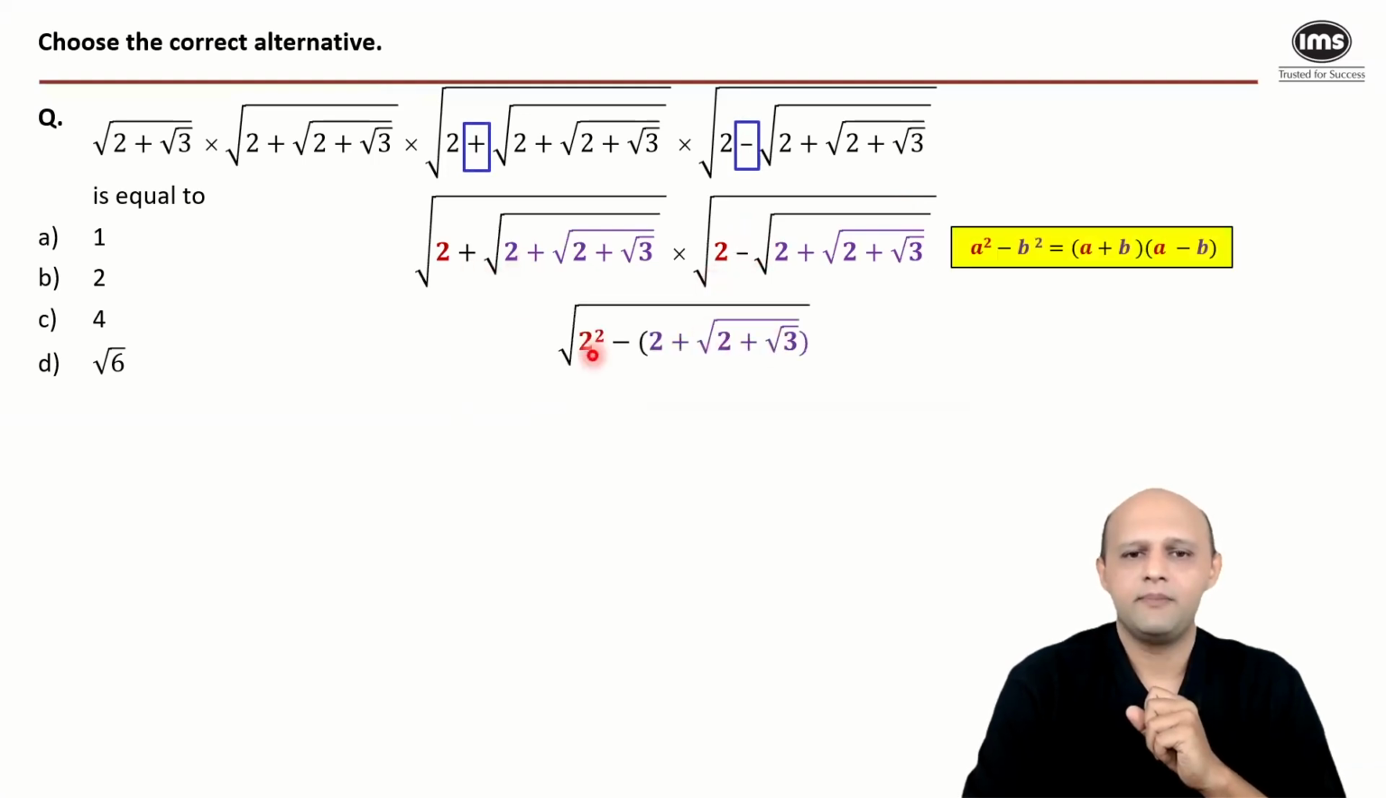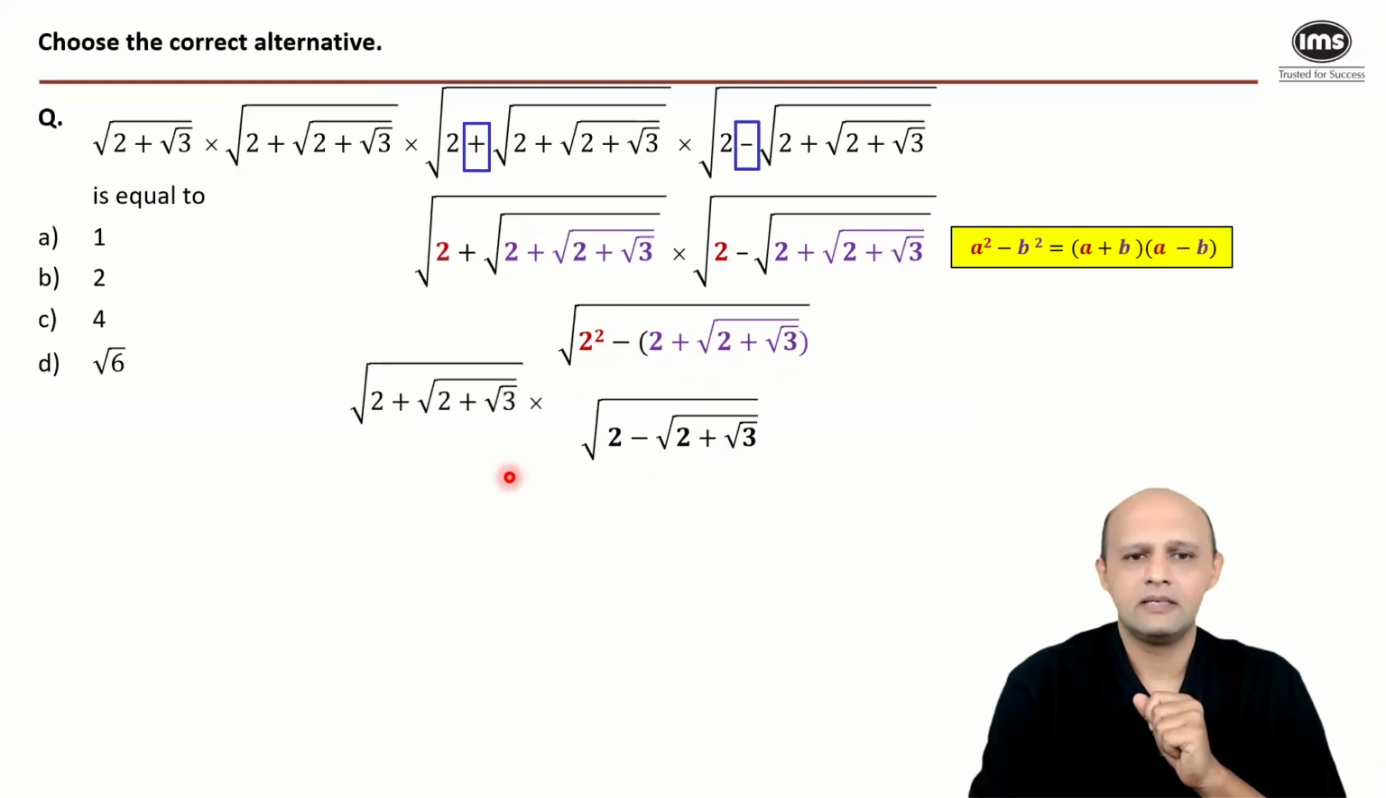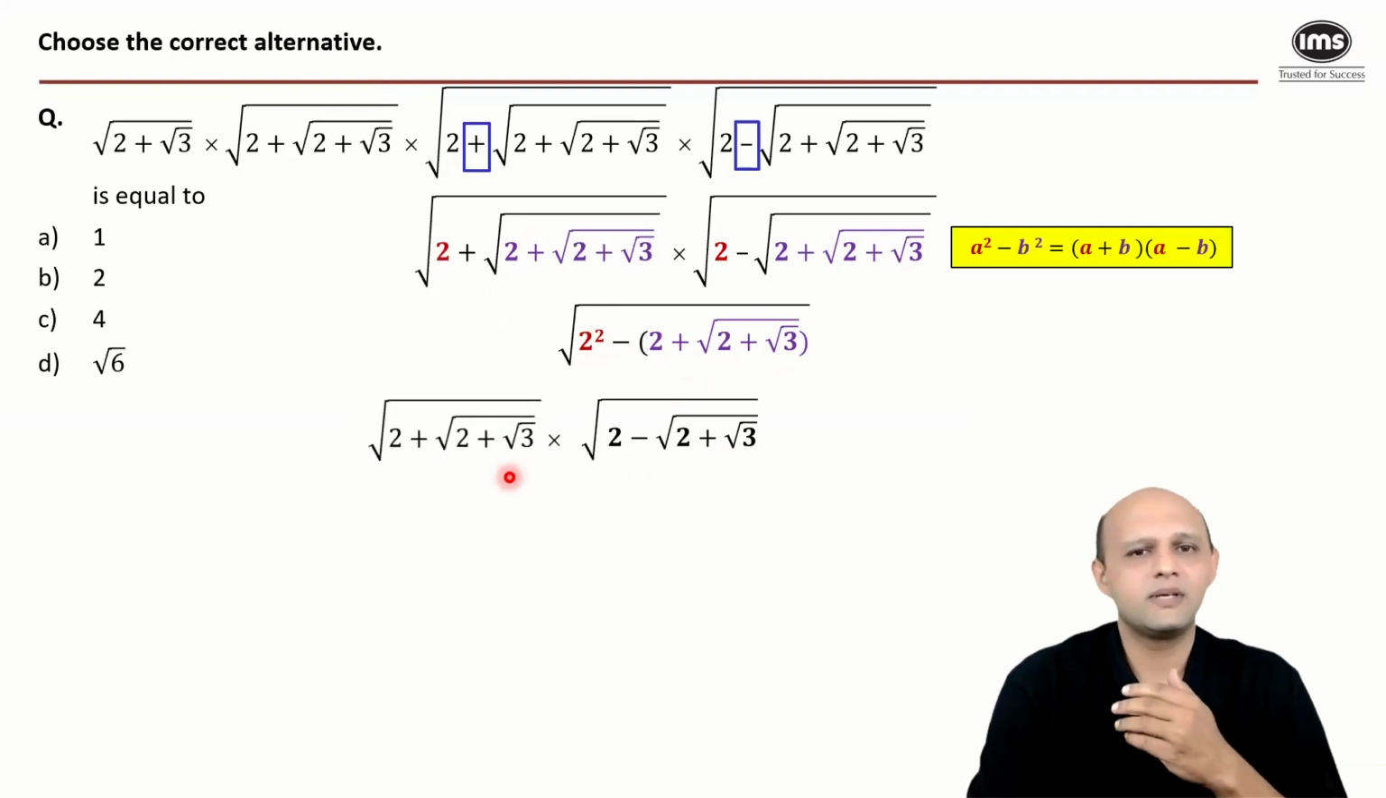2 square is 4, minus of this entire term, which was under the square root. So now you have removed the square root because you've squared the term. So 2 square, which is 4, minus 2, minus under root of 2 plus root 3. Now, this is the product of these two terms. Now you'll bring this term here and now repeat the process. So it's essentially a square minus b square done thrice, or a plus b into a minus b as an operation performed thrice.